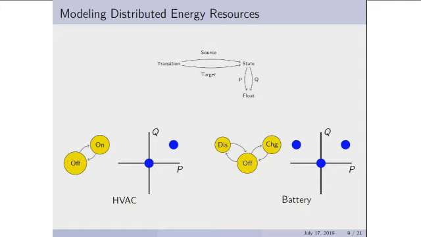So here it's just a state transition system. You have different states your thing can be in. Here you have your air conditioner. HVAC is the acronym for air conditioner. It's either just on or off. And P and Q here are what they call real and reactive. They're the real and imaginary parts of power.